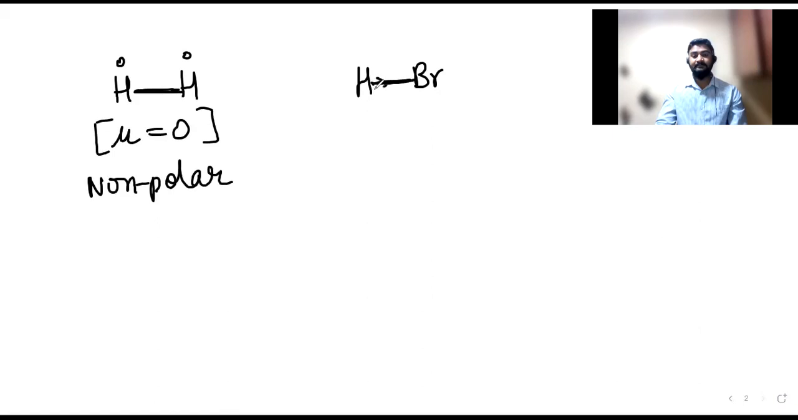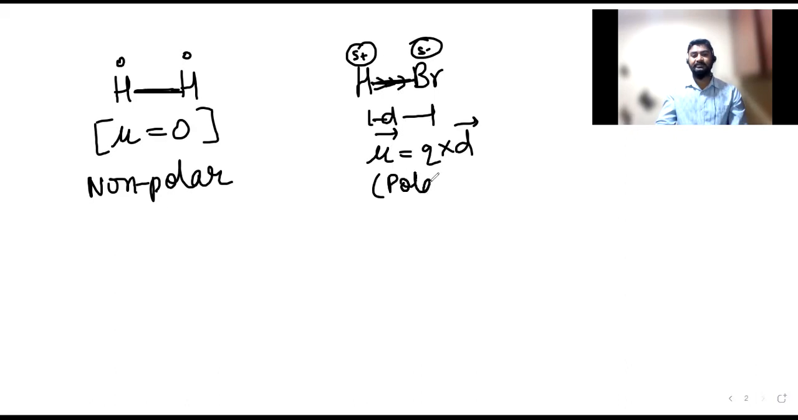But in this case, see, there's a distance and there are charges, delta positive, delta negative, due to which it has some dipole moment, q into d, and it is polar. So non-polar, polar. That is how we can find the dipole moment of each of the cases. Right? So polar and non-polar is determined in this manner. Moving on to the next part.